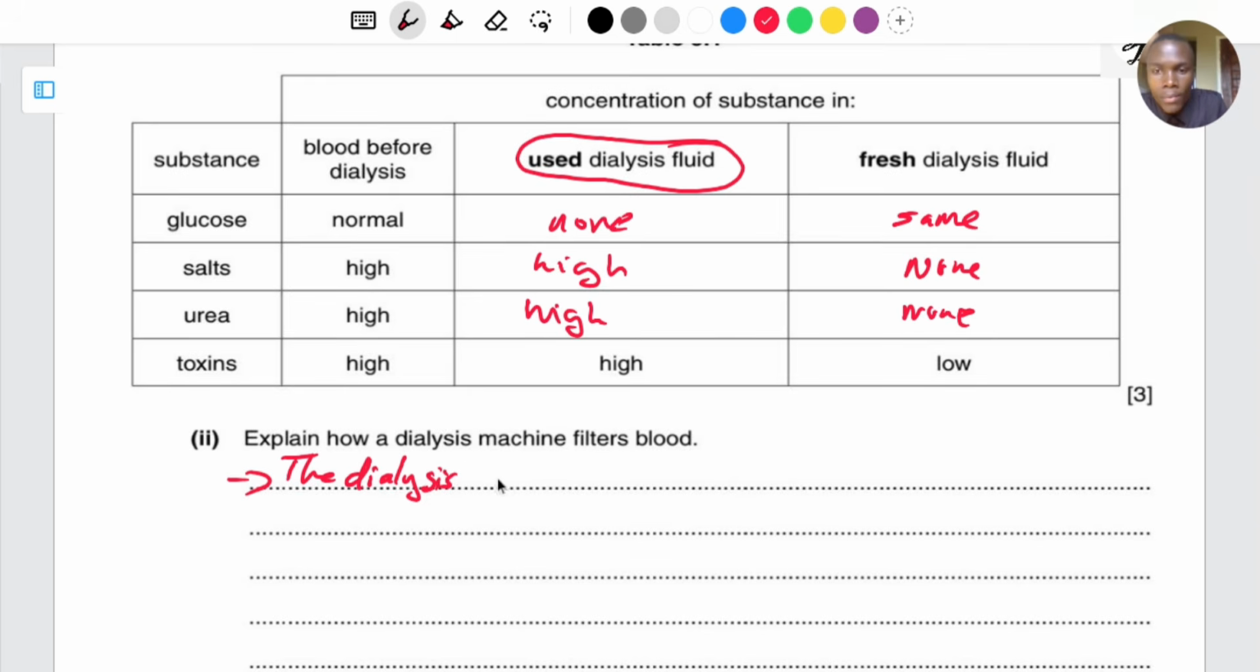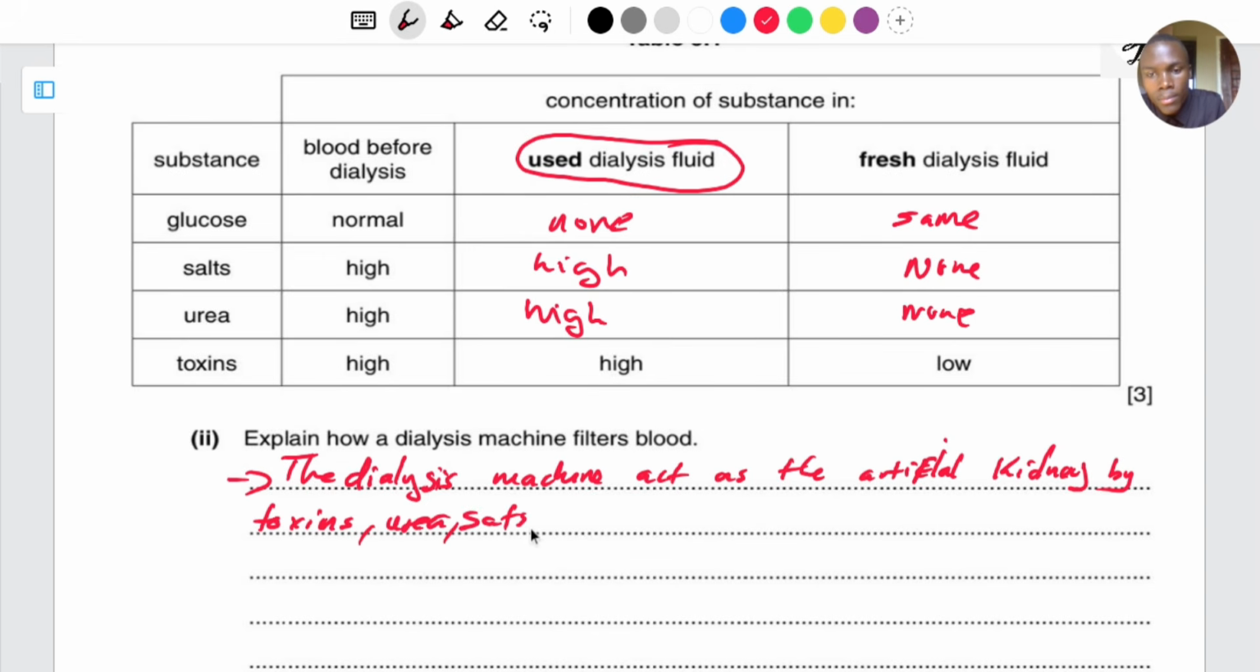By filtering toxins, the dialysis machine acts as the artificial kidney, by filtering toxins, urea, salts, and excess water.